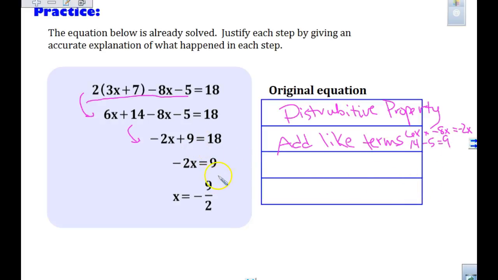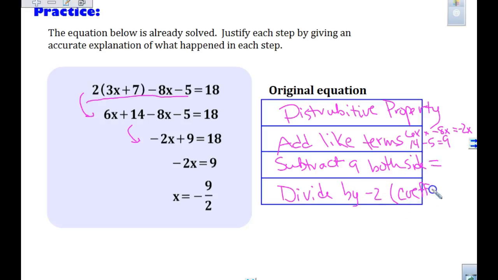Next step, what did they do that they didn't show us? To get from -2x plus 9 to just get -2x. What did they do? Both. So we're going to subtract 9 from both sides of the equal sign. And then in our last step, what did they do if we are looking at it, Ellie? They divided both sides by -2. We divide by -2, our coefficient of x. Okay.